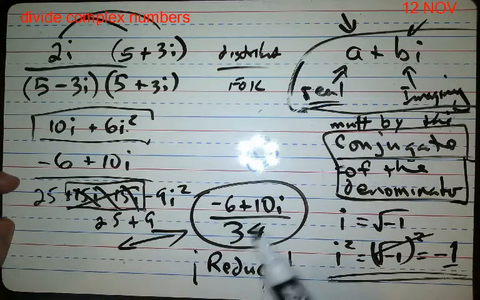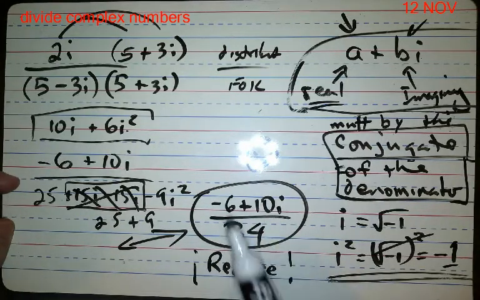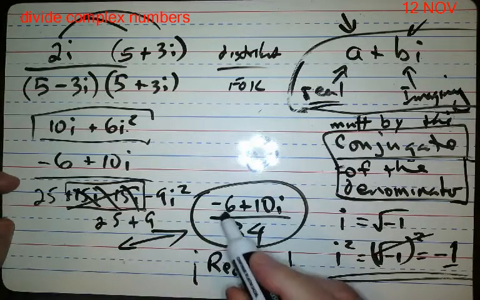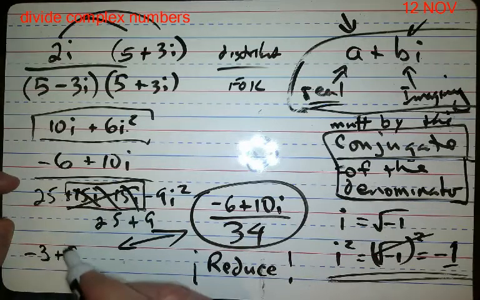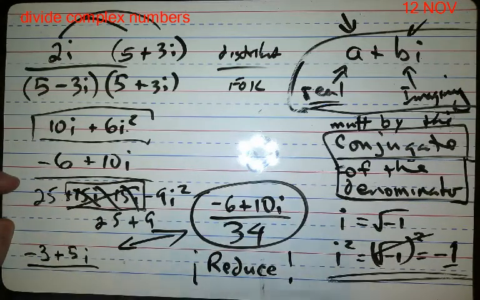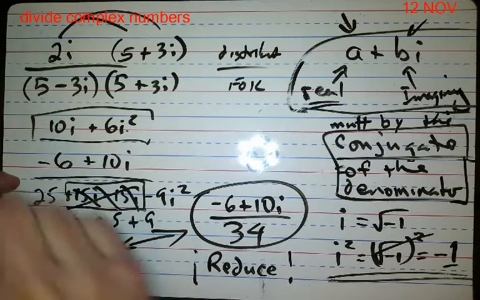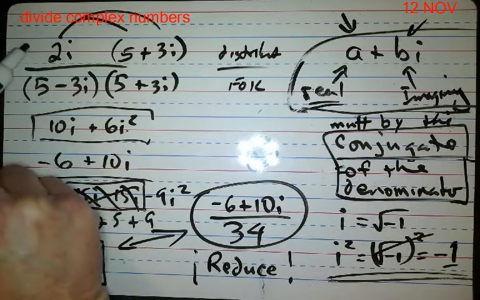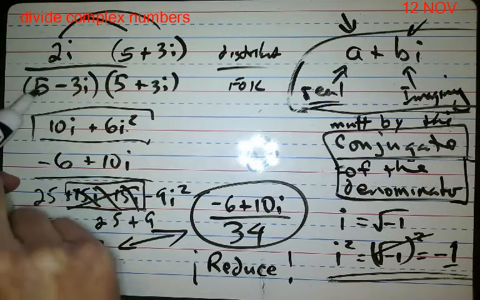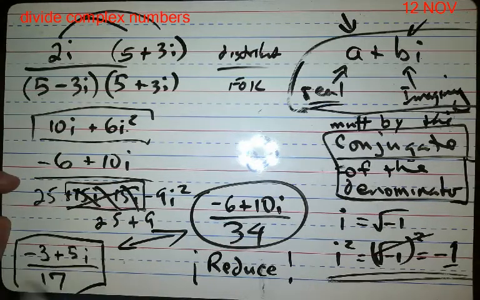So look, all three numbers are even. That means I can divide everything by 2. So if I divide this one by 2, I'll have negative 3. If I divide this one by 2, I'll have positive 5i. And if I divide this one by 2, I get 17. This is actually the answer to the question. So the question wanted us to divide 2i by 5 minus 3i. Well, this is what came out.